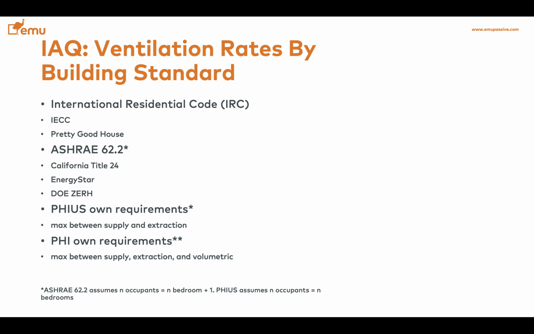ASHRAE 62.2 assumes the number of occupants is the same as the number of bedrooms plus one, whereas Fuse assumes that the number of occupants is the same as the number of bedrooms. That's it.